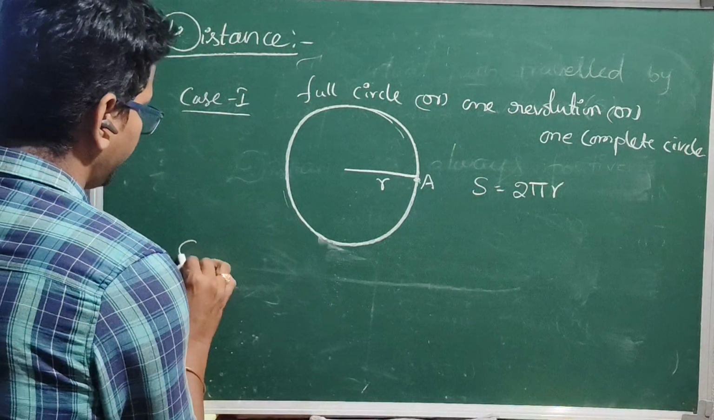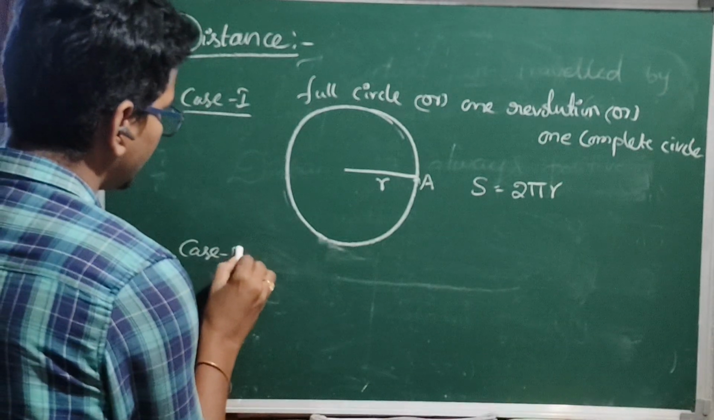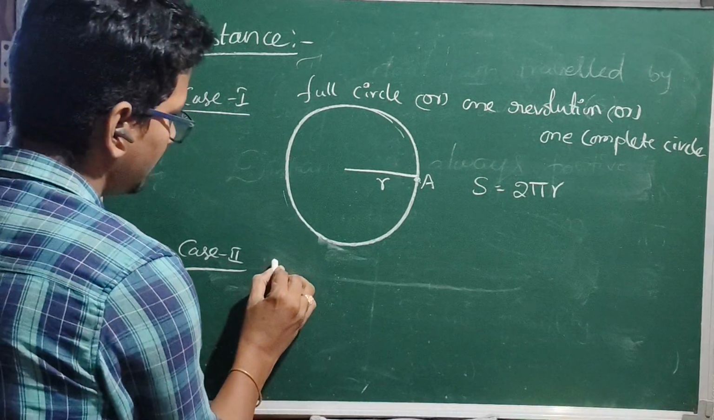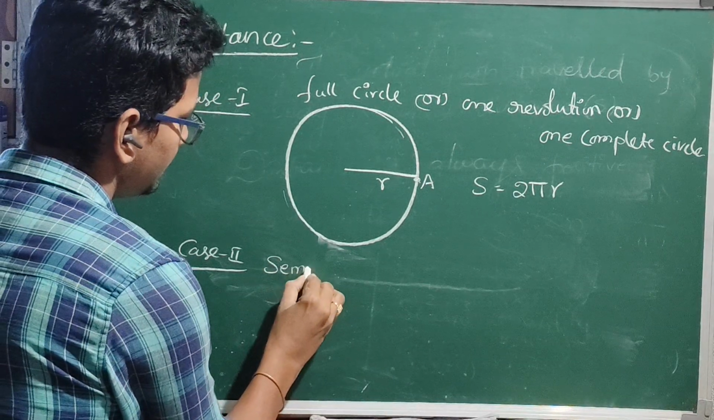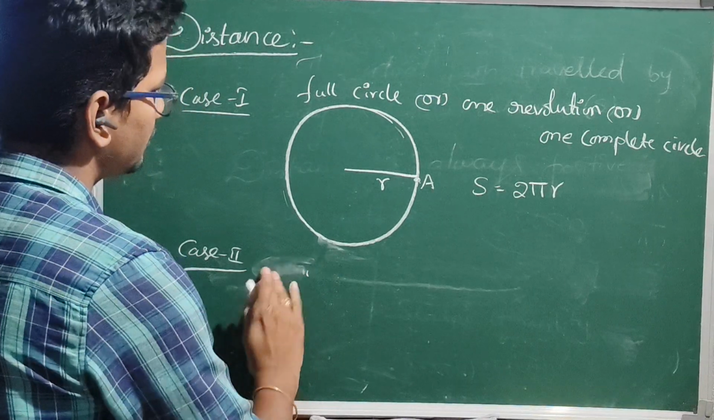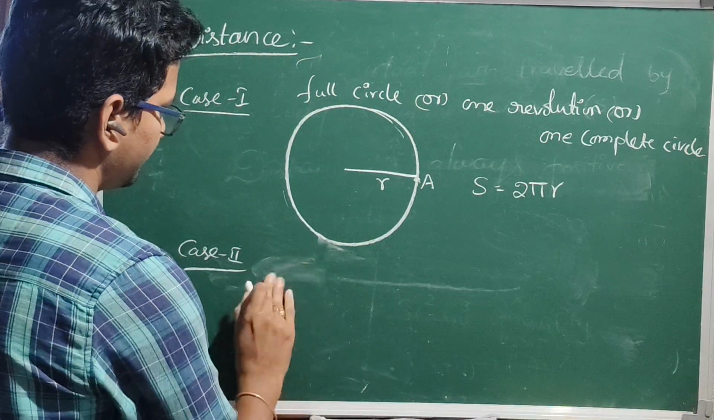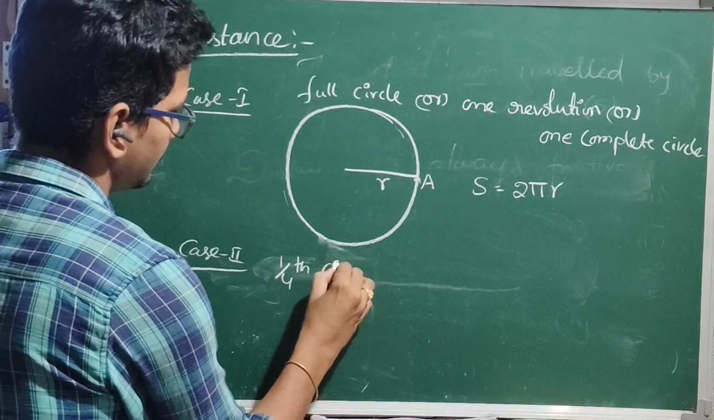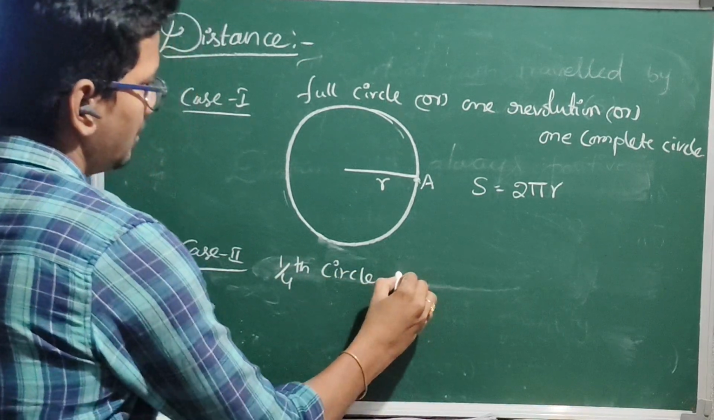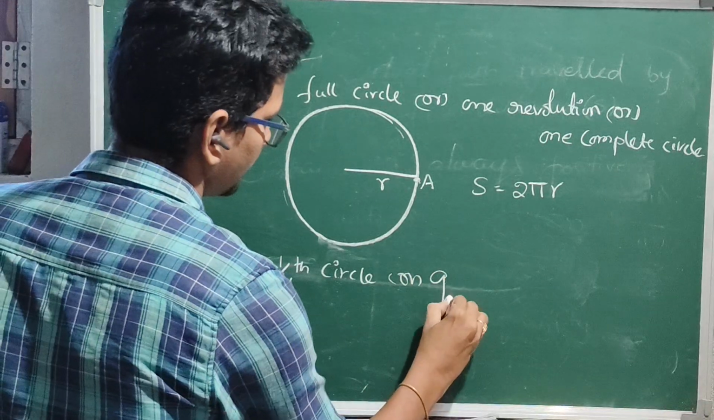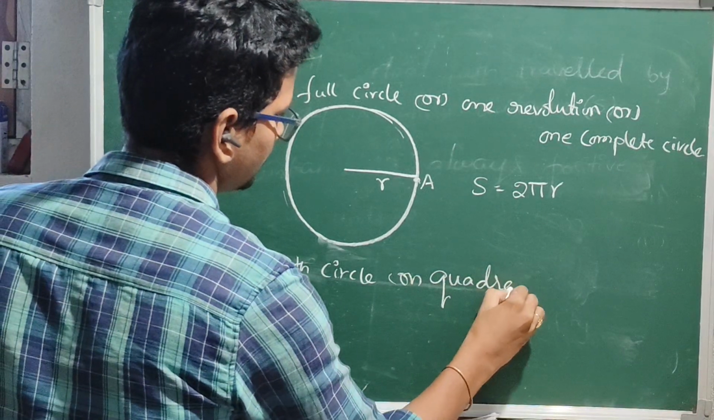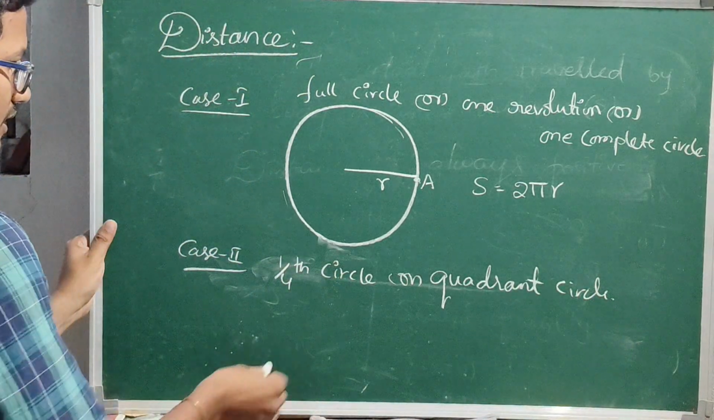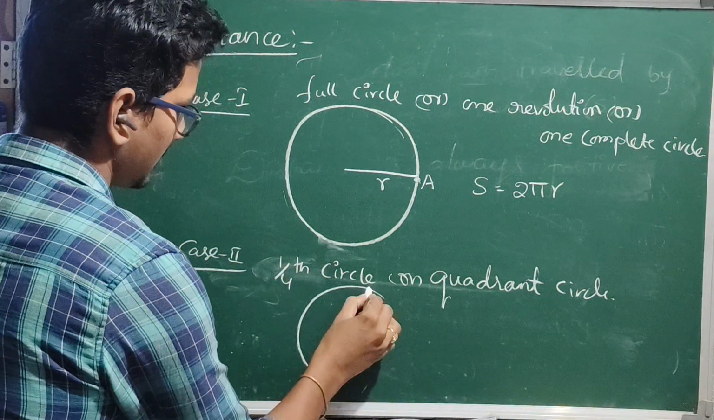And case 2. If you take the semicircle, or the first quadrant circle, one by fourth of the circle. Quadrant circle means only one by fourth of the circle. See, this is the full circle.